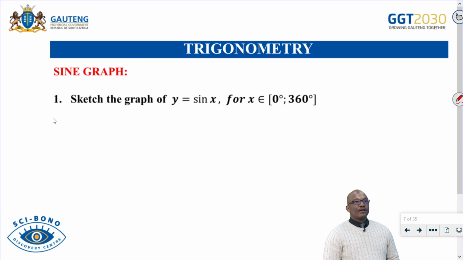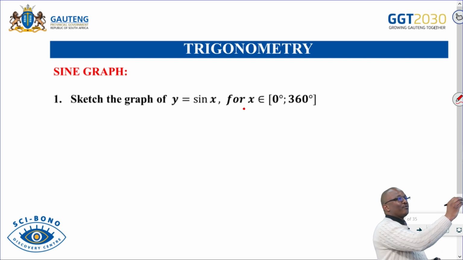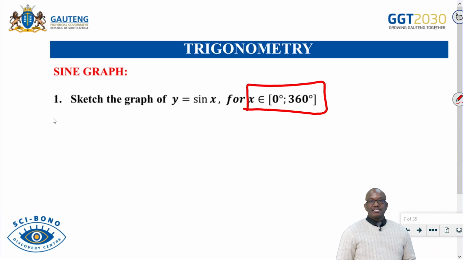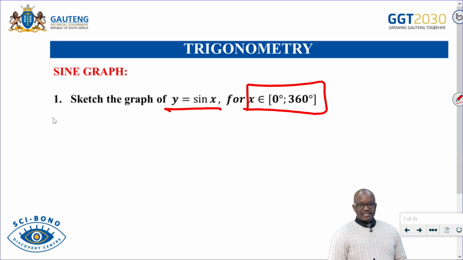Okay? So now, without any waste of time, let's learn how to sketch the graph of sine. Remember, the question says sketch the graph of y is equal to sine x, for x is an element of 0 to 360. So here we have your restriction. We can call it a restriction or an interval. Remember, they are telling you that the values of x must start from 0 and they must end at 360. That is our restriction. And what are we sketching? We have to sketch the graph of y equal to sine x.